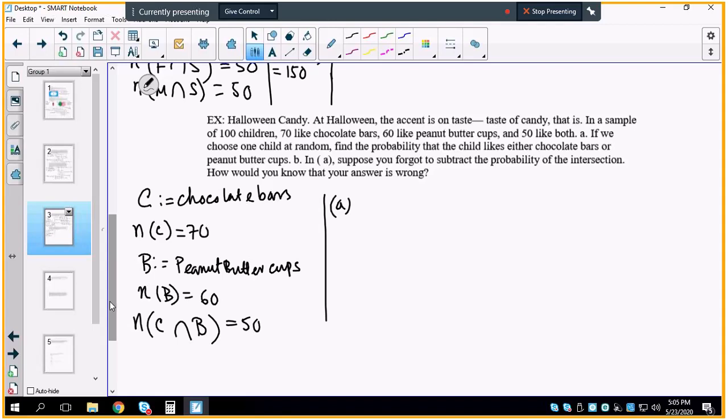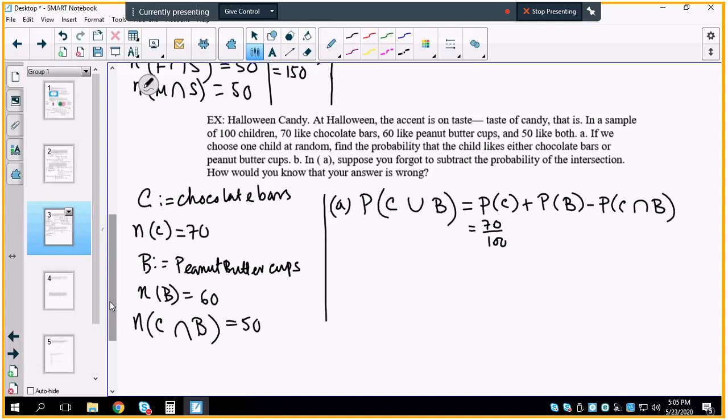What is the probability that a child likes either chocolate bar or peanut butter cups? So again, addition rule, this is probability of C plus probability of B minus probability of C intersection B. So I know all these numbers. This is going to be 70 over 100, total number of children, plus 60 over 100 minus the intersection, which is 50 over 100. So you get 130 minus 50 is 80 over 100 and that's 0.8, the required probability.